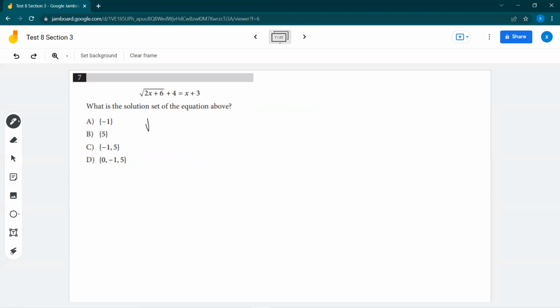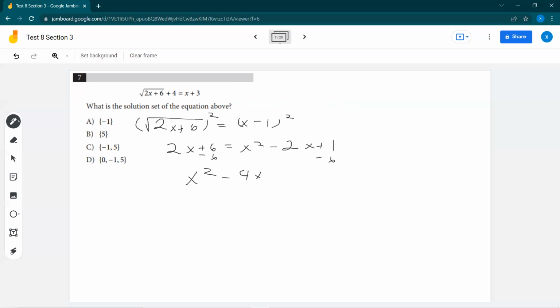Okay, so the square root of 2x plus 6 equals x minus 1. Again, we square both sides. 2x plus 6 equals x squared minus 2x plus 1. Oh, sorry, there's the mistake. We'll get x squared minus 4x minus 5 equals 0. And we can factor that.